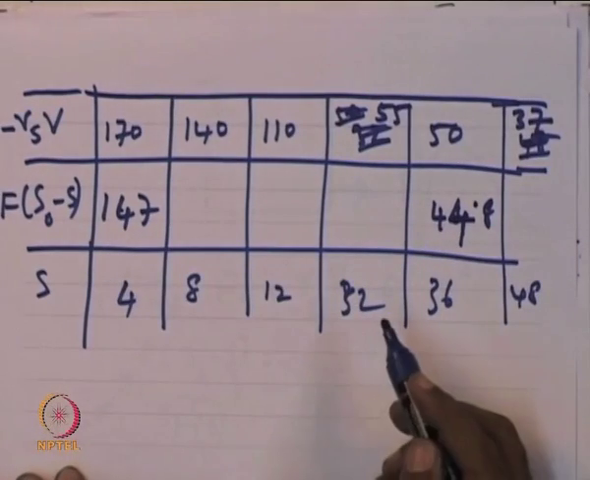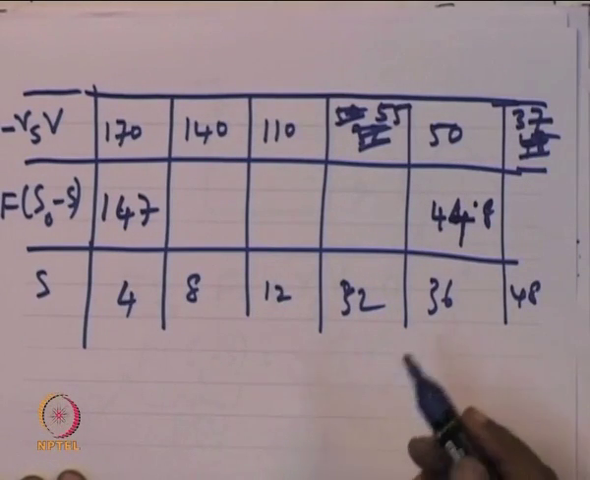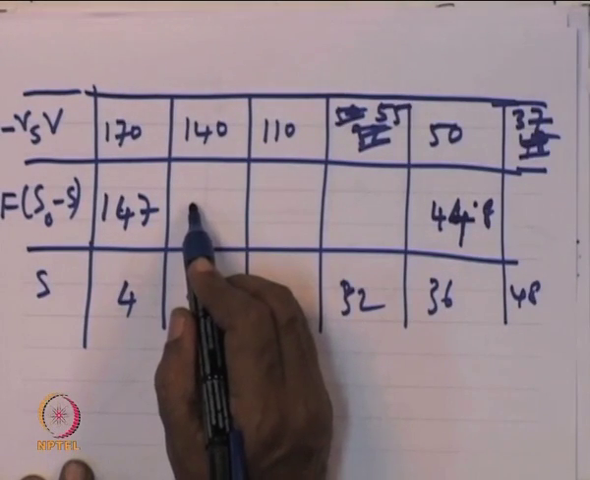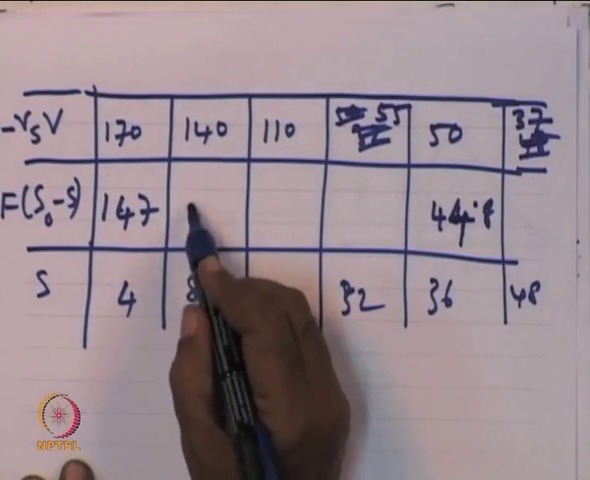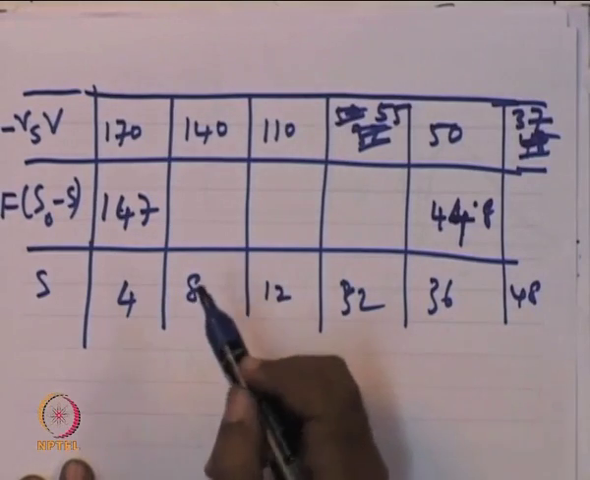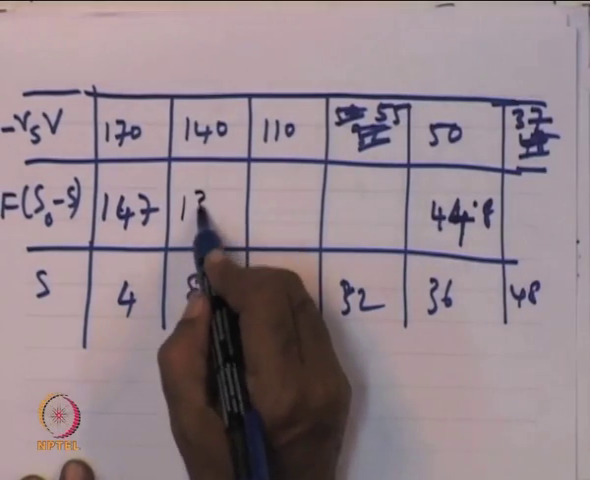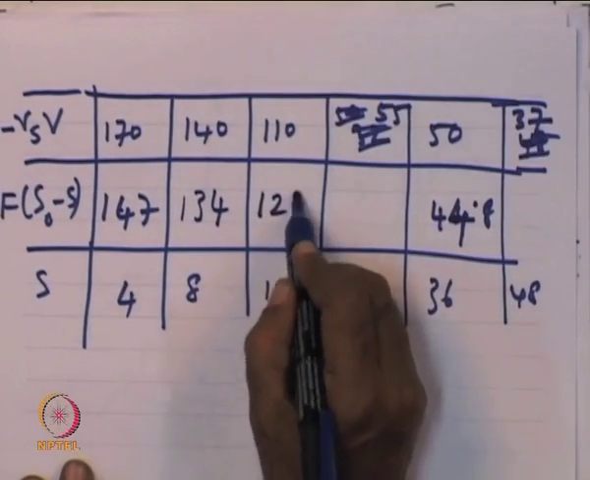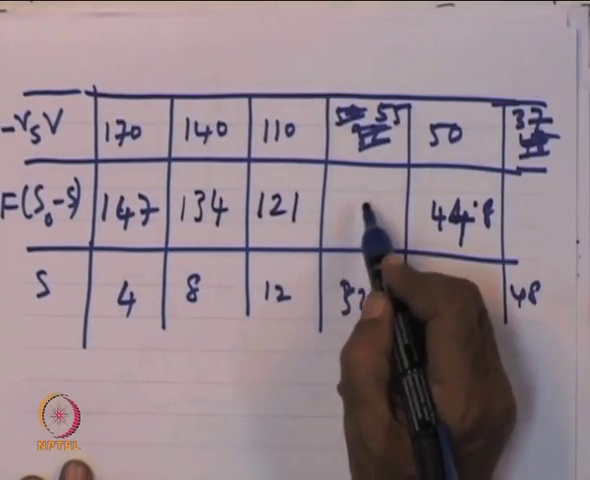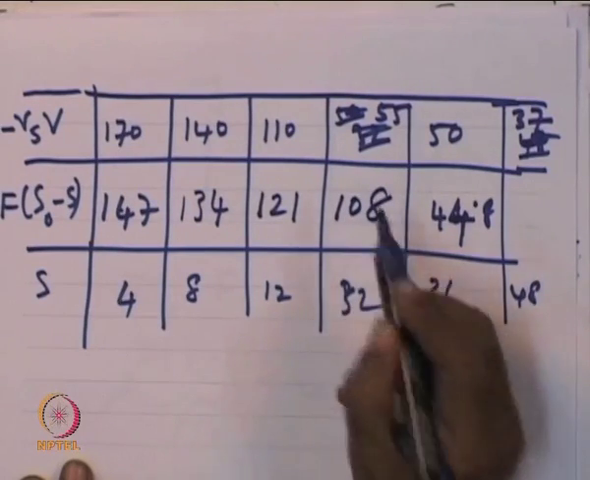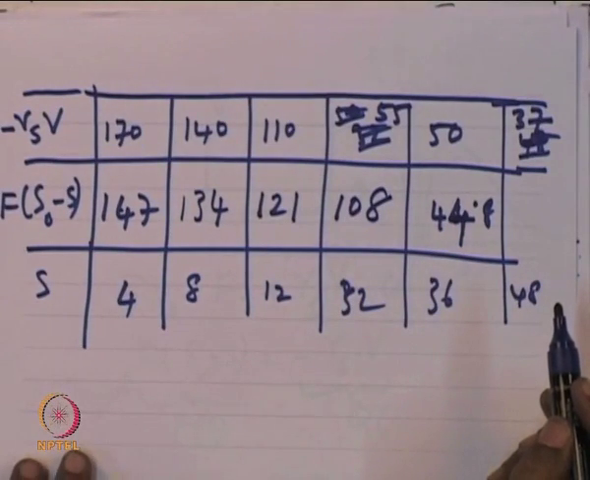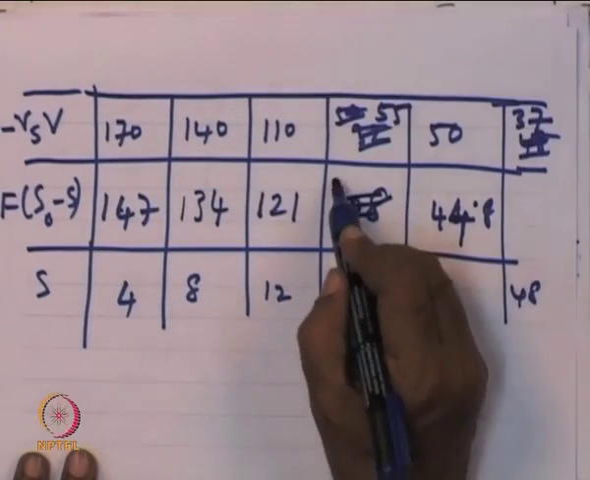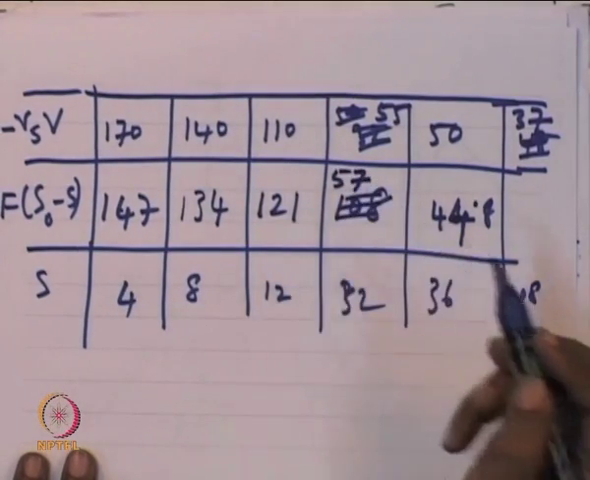Please plot. No, plotting may be difficult, so at least write down all the numbers. Fill in all these numbers, please. What should I write here? 134. And then 37. Is it correct? So that is 57. 57. Okay.